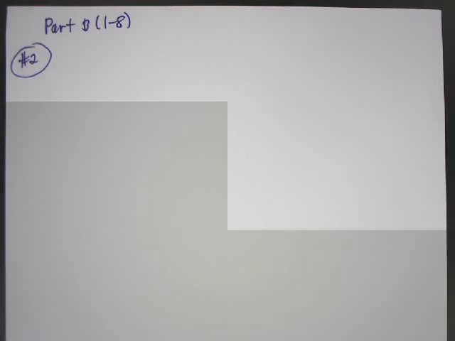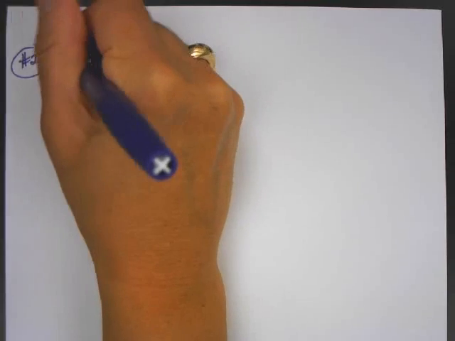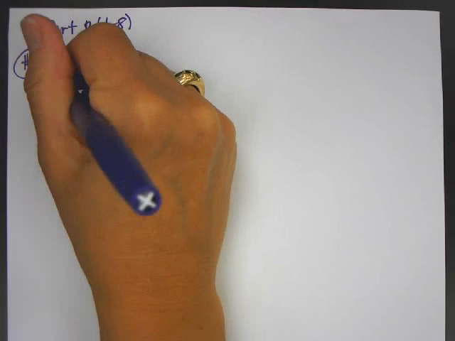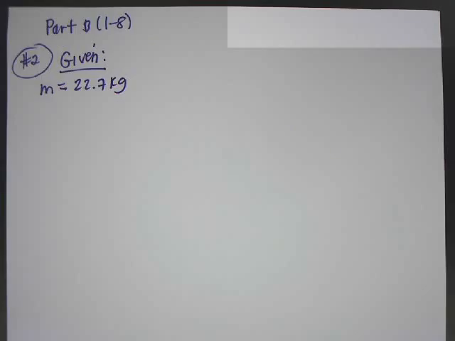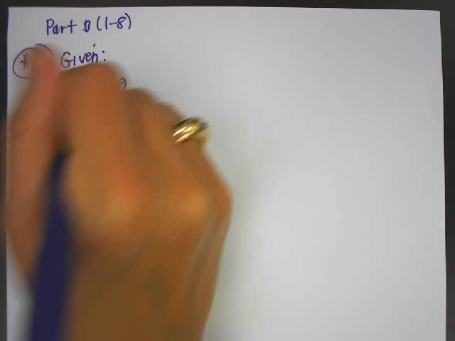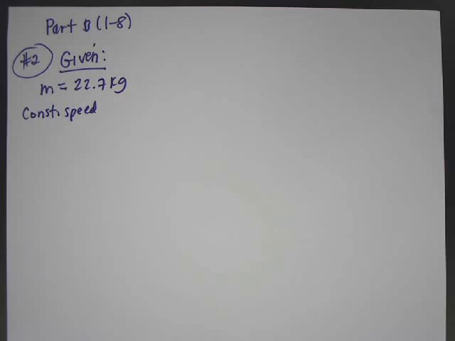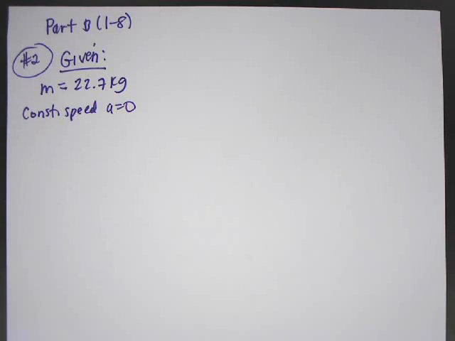It says an object has a mass of 22.7 kilograms. So we're going to write our given. It's placed on a surface. The mass moves horizontally at a constant speed. I'm going to write constant speed in my given. This is extremely important because that means that the acceleration is 0. So I'm going to write that down so I don't forget that.